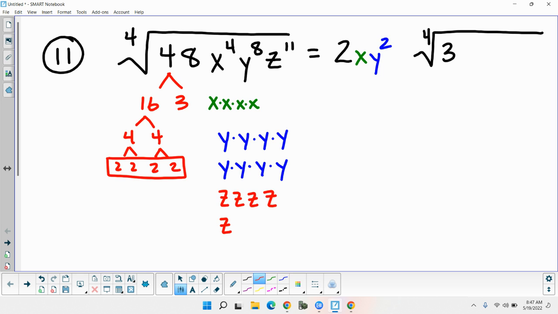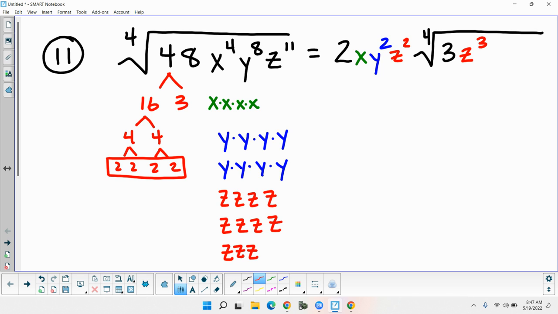All right, now z, okay, there's 11 of them, right? But there's still 2 groups of 4, and then there's 3 left over, right? So this time the z's are left over also. So I can pull 2 z's out, which is z squared, but there's still 3 z's left underneath. So there's our answer.